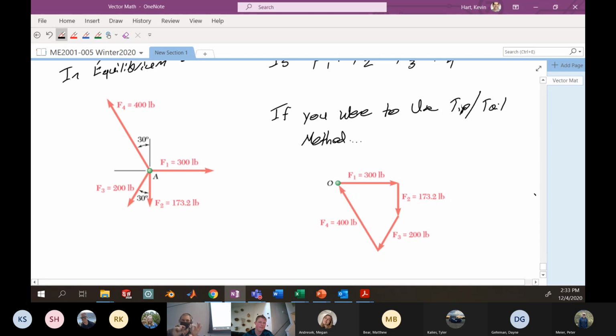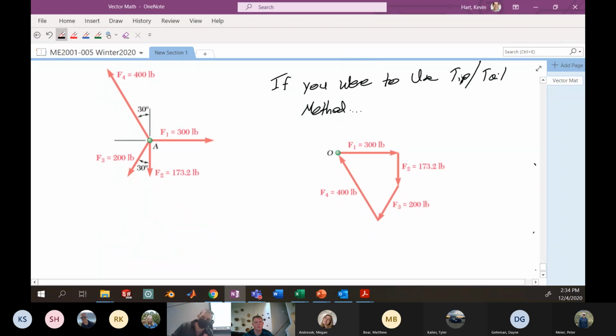So if you got your ruler out and you did this all perfectly, or you did it on a computer like SolidWorks or whatever, you could show that, yeah, with the tip to tail method, you do get back to 0, right? So yes, this is an equilibrium because the resultant force, which would be from point O to the end of vector 4, is 0. Remember, our resultant force is from our original particle to the tip of the last vector in the series.